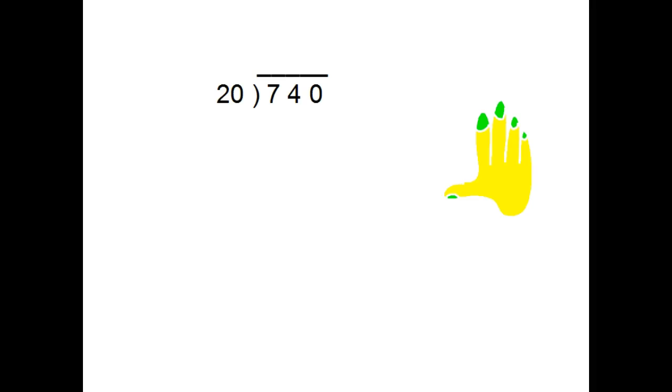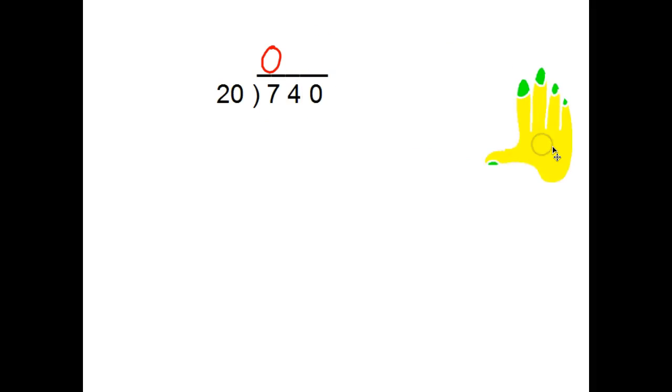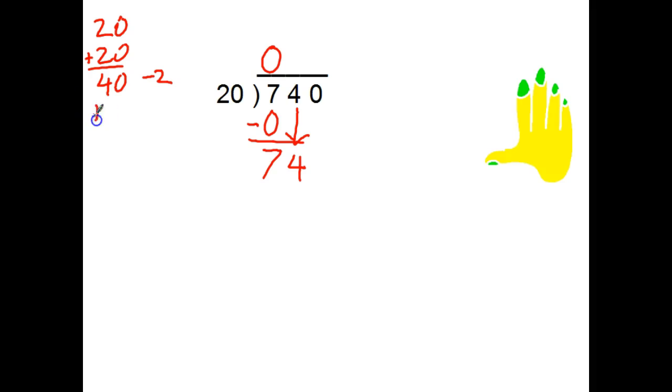Okay, I'm taking 740 divided by 20, so I'll bring the hand over. And you notice there are no 20s in 7. 0 times 20 equals 0. When I subtract, I got a 7. Bring down my 4. How many 20s in 74? So I'm going to go over here and count up my 20s. 20 plus 20 is 40. That would be 2 of them. Still not big enough. 40 plus 20 is going to give me 60.